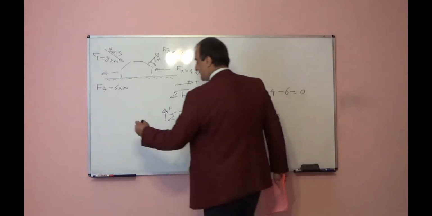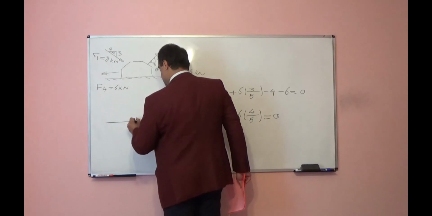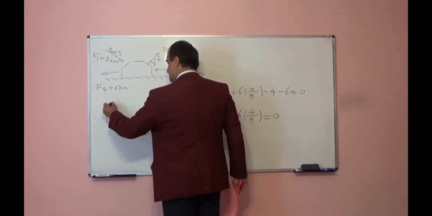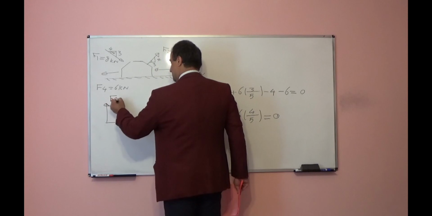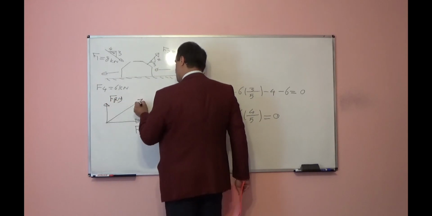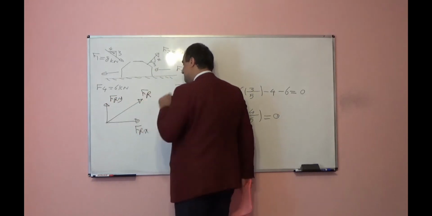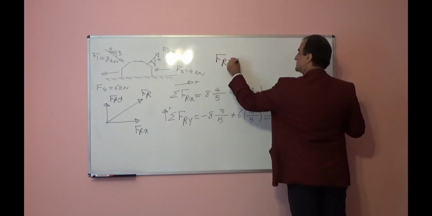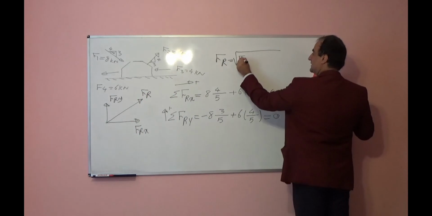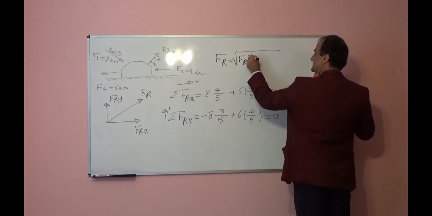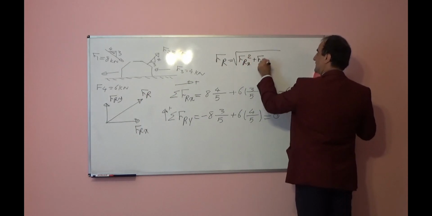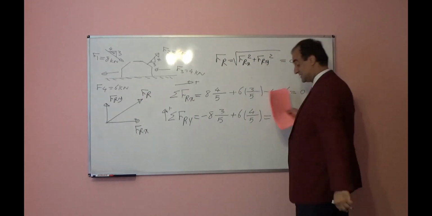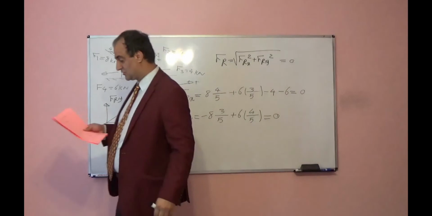So I found the resultant force in the x direction, and the resultant force in the y direction. So the total resultant force will be the square root of Frx squared plus Fry squared, and because both of them are 0, it will be equal to 0.